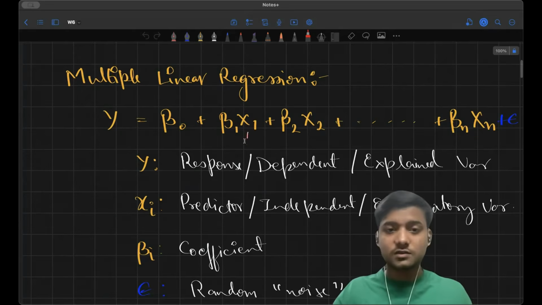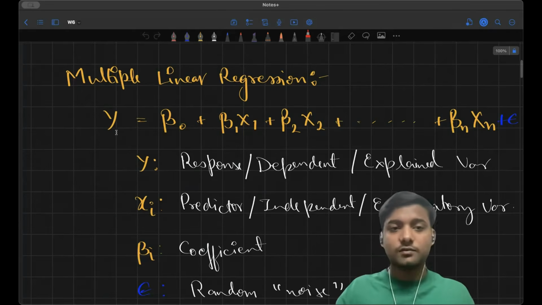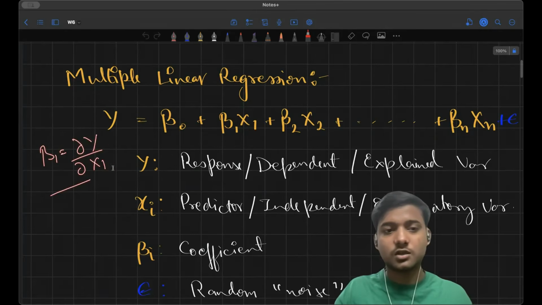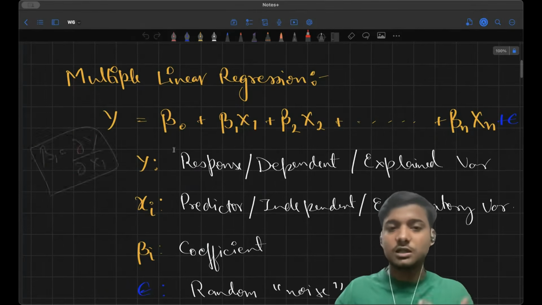So when I allow x1 only to change, then y would change with respect to beta 1. If I have a 1 unit change in x1, then y would also increase by beta 1 amount. So this is what we interpret. If I reduce x1 by 1 unit, then y would reduce by beta 1. So this is how you interpret, and you can obviously see that beta 1 is nothing but del y, partial of y with respect to partial of x1. So that is why it's the situation.